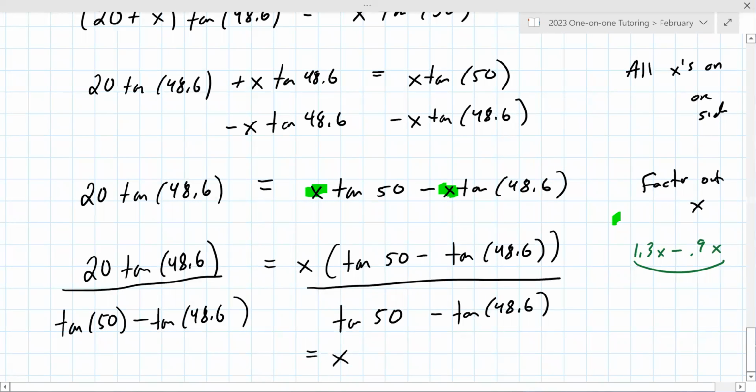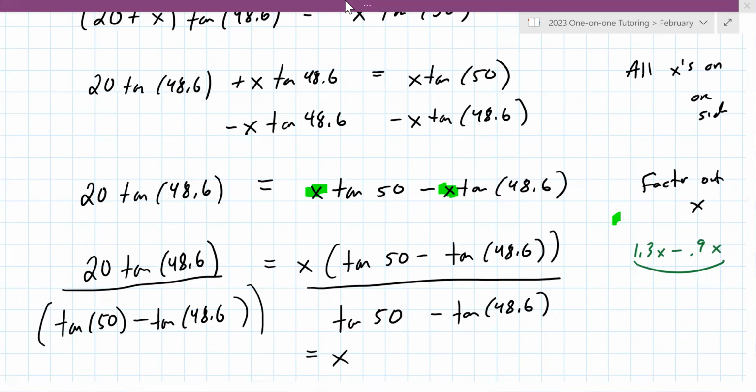Okay. So when you enter this in the calculator on the left, just make sure you put parentheses around the denominator, and give that a try and let me know what you come up with.